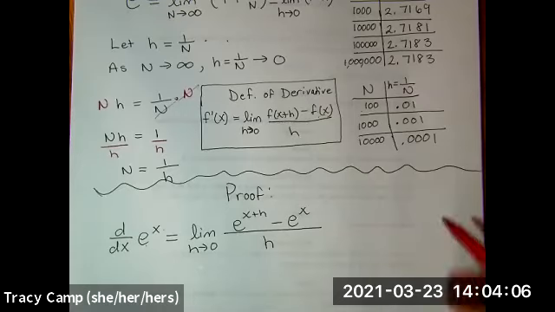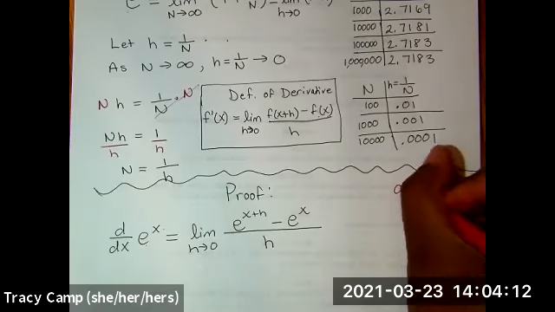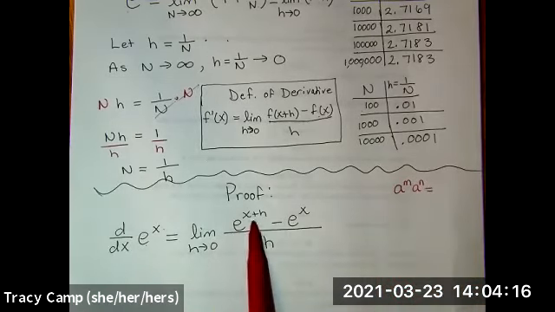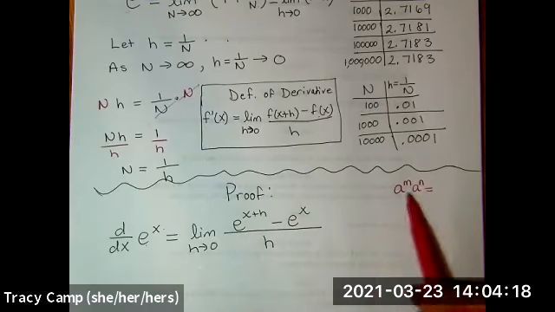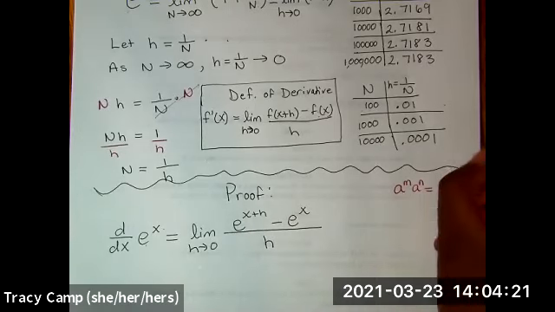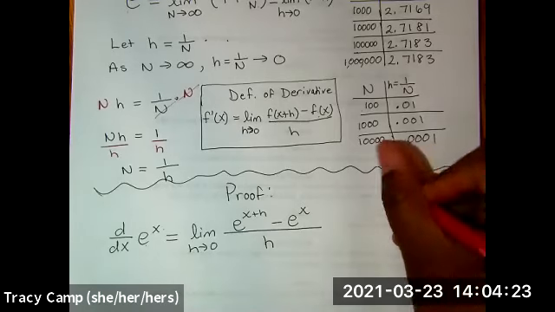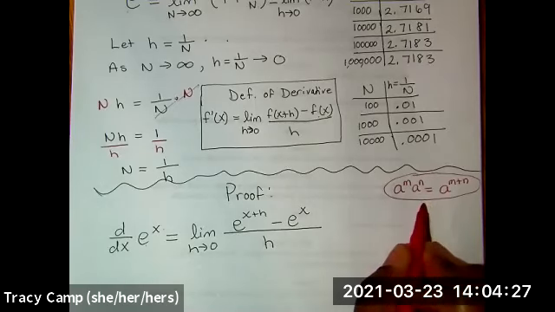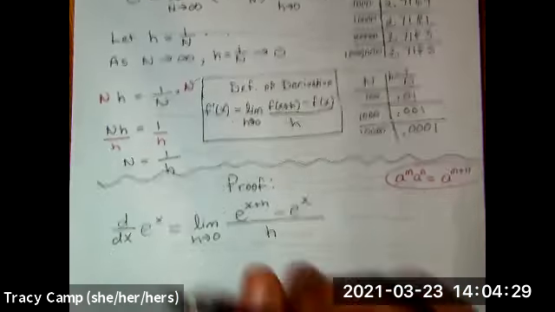Here's a little bit of one other little review just from algebra. Notice we're adding exponents here. That happens when we're multiplying two numbers with the same base. We add the exponents. So this isn't part of the proof. This is just a little reminder from algebra for what we're about to do.